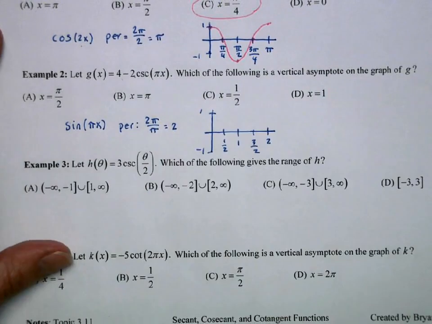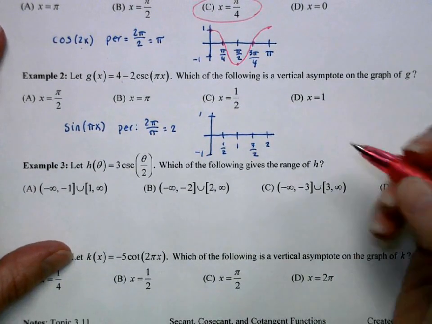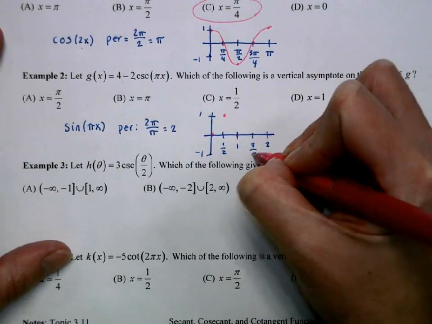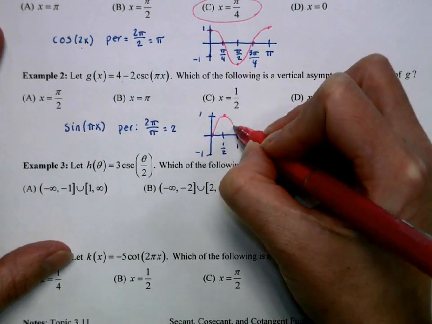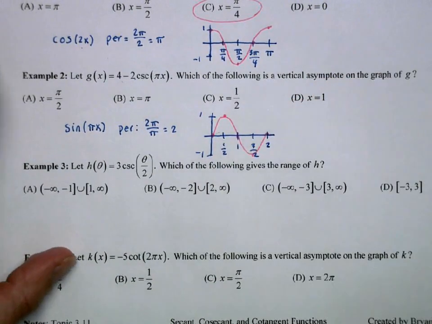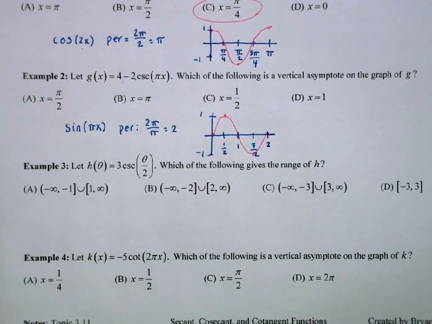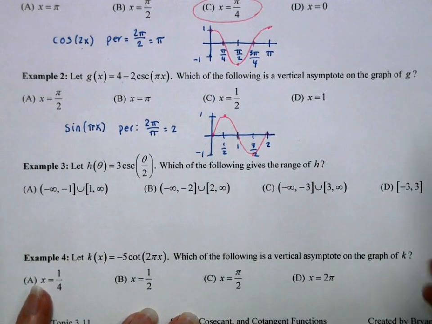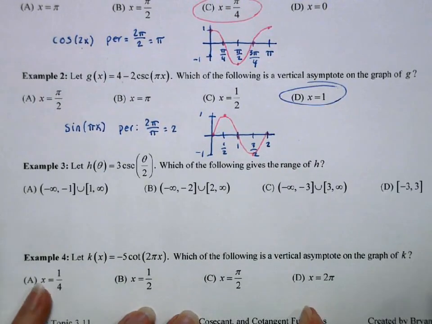Okay, this one's a sine. So when I graph sine, we're going to start at the midline and go up. Now we want to pick where these are 0. So it's 0 at 0, which isn't an option. It's 0 at 1, which is an option. So that's going to be our answer.